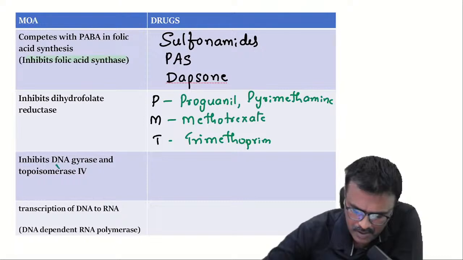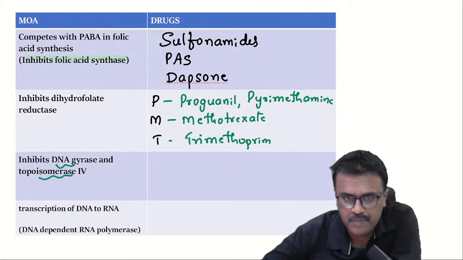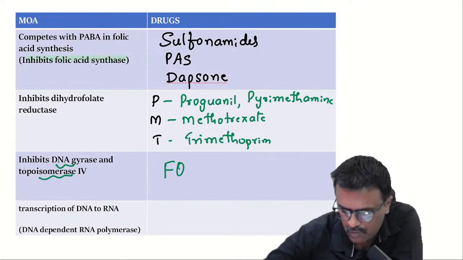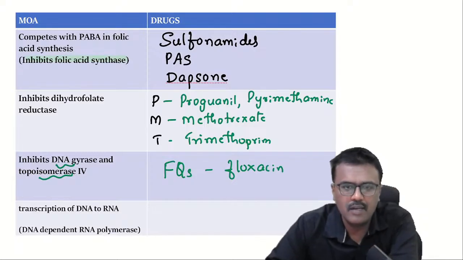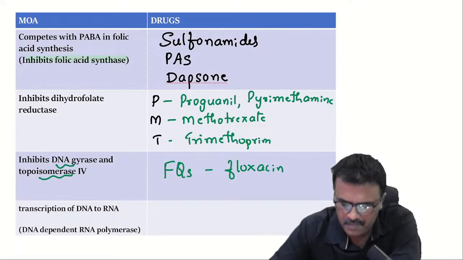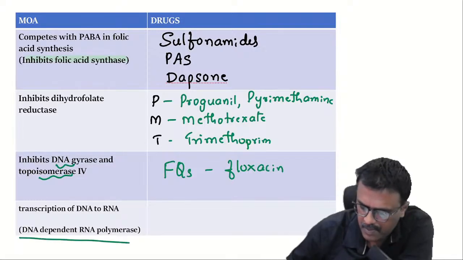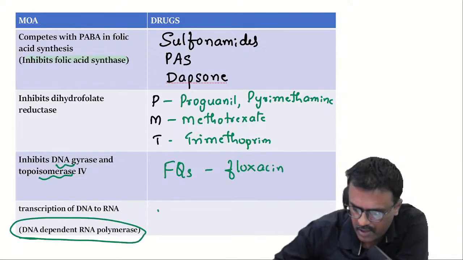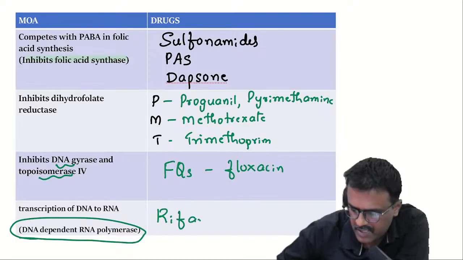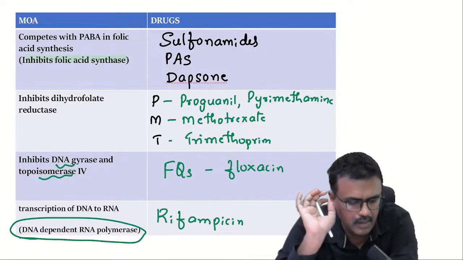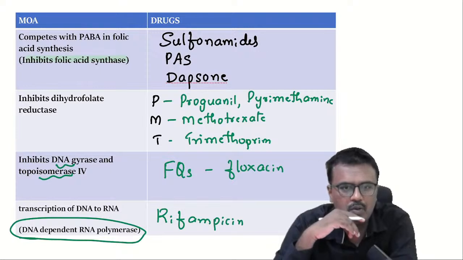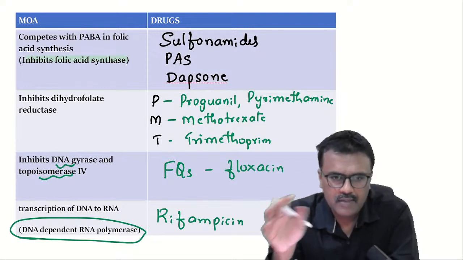Then the one which inhibit DNA gyrase and topoisomerase 4, it is nothing but fluoroquinolones, which end with floxacin. Ciprofloxacin, levofloxacin, moxifloxacin. The one which inhibit DNA dependent RNA polymerase, the rifampicin, anti-TB drug, rifampicin inhibit DNA dependent RNA polymerase. So take your time, analyze this.